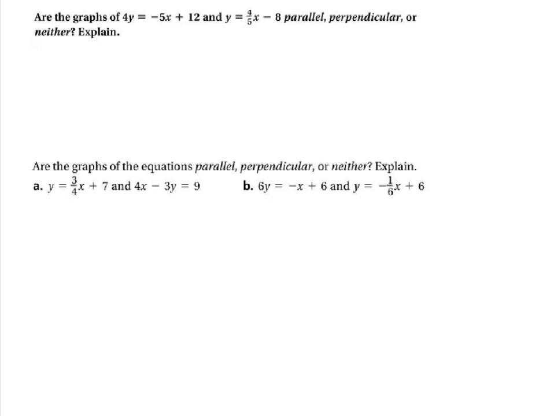Yeah, put them in slope-intercept form because you want to compare the slopes. So this one here is already in slope-intercept form. This one, all I need to do is what? Divide everything by 4. So every little term gets divided by 4. And my new equation is y equals negative 5/4 x plus 3. So I got a slope of negative 5/4 and a slope of 4/5. Are these lines parallel, perpendicular, or neither? They're perpendicular. Explain. They have opposite reciprocal slopes.